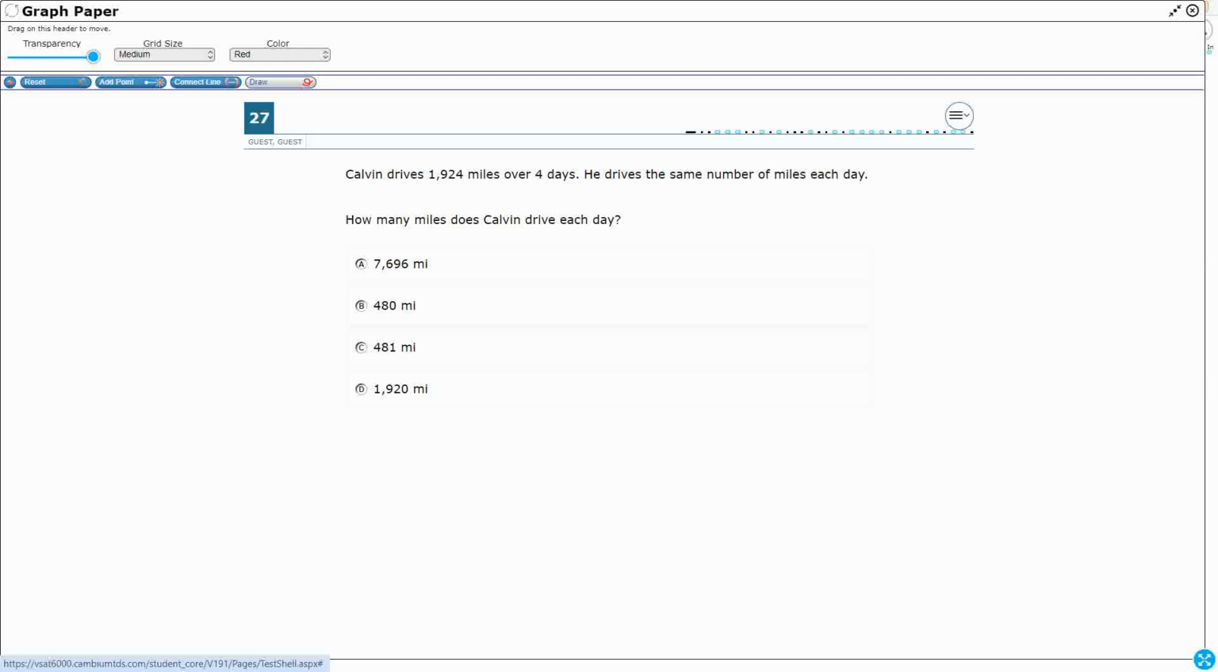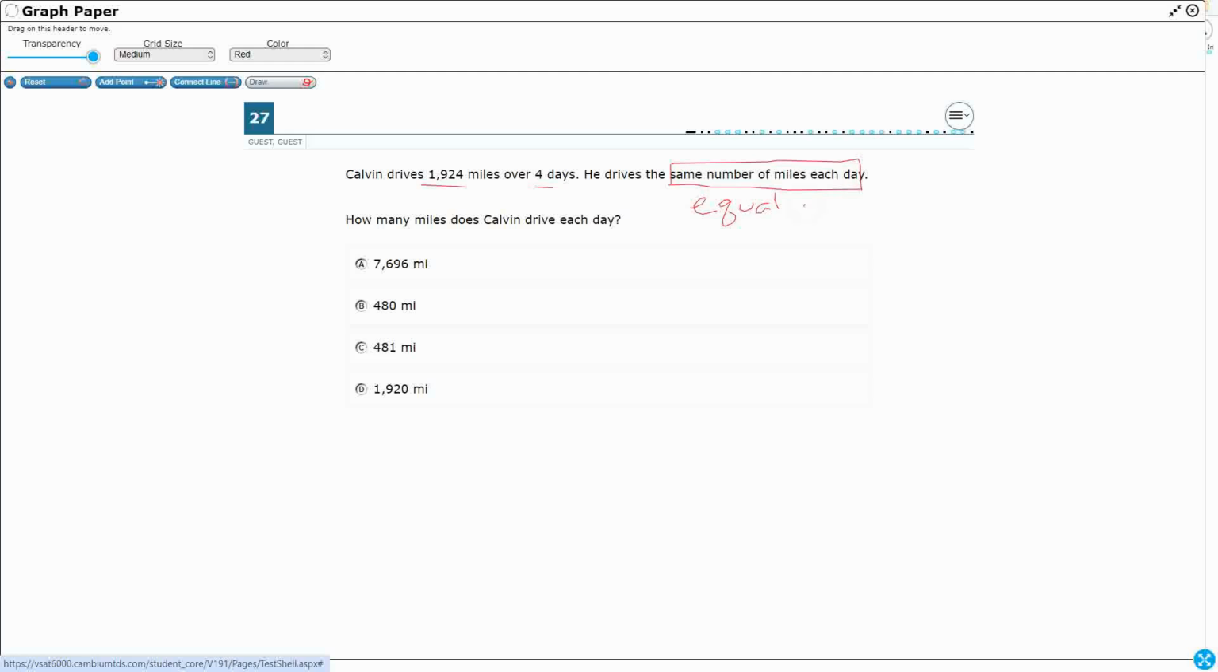So, Calvin drives this big number here, 1,924 over 4 days. And take a look at this clue right here. He drives the same number of miles each day. So that means we are dealing with equal groups. Each of those days has the same number of miles. And anytime we see any language that tells us we're dealing with equal groups, it means we are either going to multiply or we are going to divide. How many miles does Calvin drive each day?